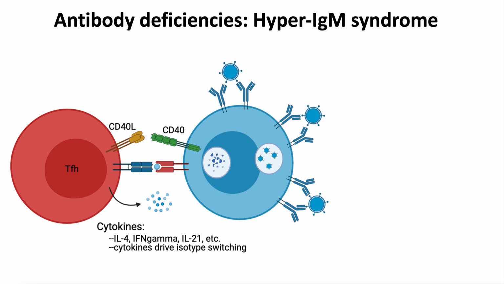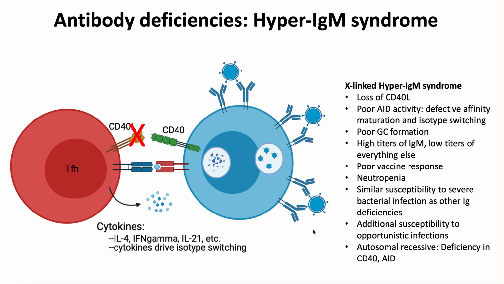Okay. There are also antibody deficiencies associated with activated B cells. And one of the primary of these is hyper-IgM syndrome. Hyper-IgM syndrome results from a lack of CD40 ligand expression by follicular helper T cells. And so here's a T cell that normally would be inducing help to this B cell through expression of CD40 ligand. But in hyper-IgM syndrome, it is unable to provide this co-stimulatory signal.